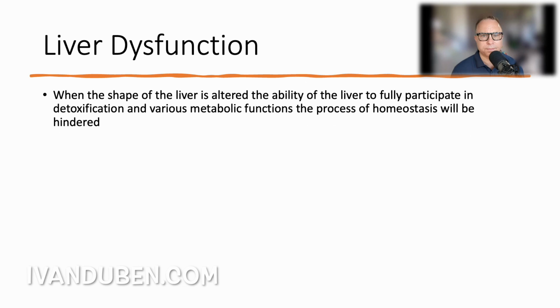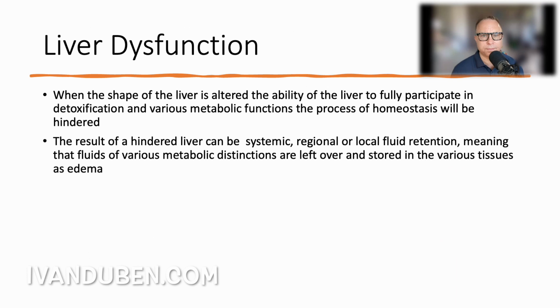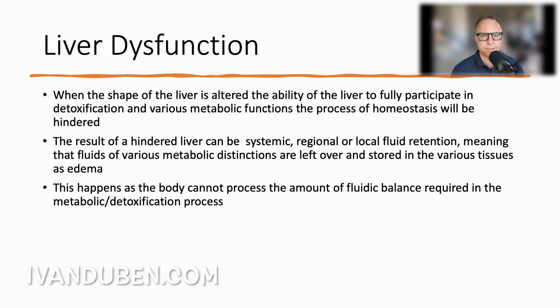When the shape of the liver is altered, the ability of the liver to fully participate in detoxification and various metabolic functions, the process of homeostasis will be hindered. The result of a hindered liver can be systemic, regional, or local fluid retention, meaning that fluids of various metabolic distinction are left over and stored in the various tissues as edema. This happens as the body cannot process the amount of fluidic balance required in the metabolic detoxification process.